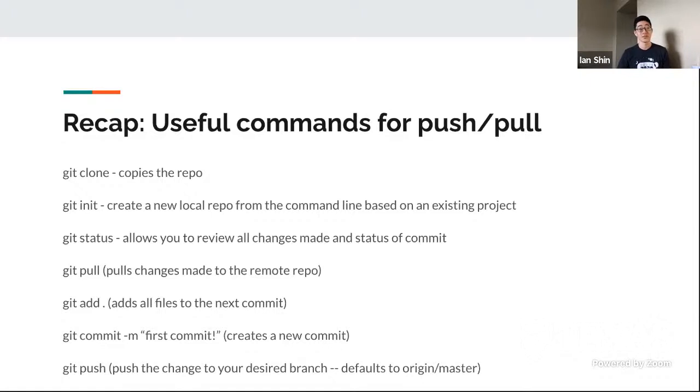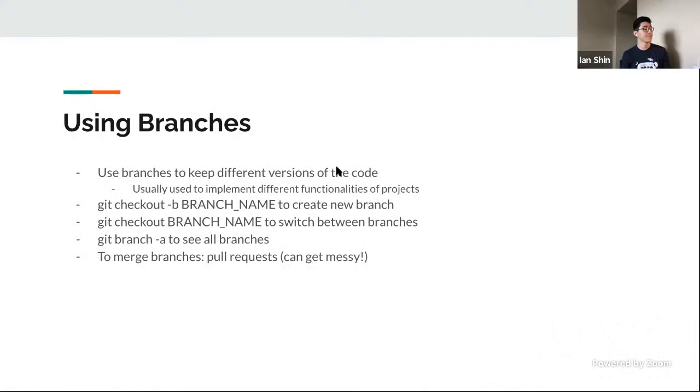So if anyone has changed something and pushed the changes to the remote repository, then this will just pull it and add the changes to your local repository. Git add dot or git add with a file name is going to add the files to the next commit. And git commit with the message is going to create a new commit. And git push is where you're actually going to see the change on GitHub, like the website itself, and it's going to push the change to your desired branch or the master branch. So next we're going to go over branching, I believe.